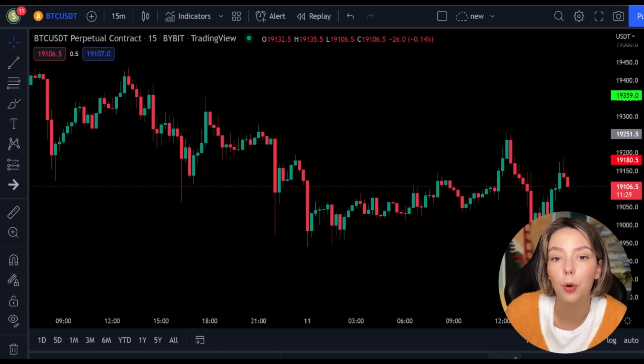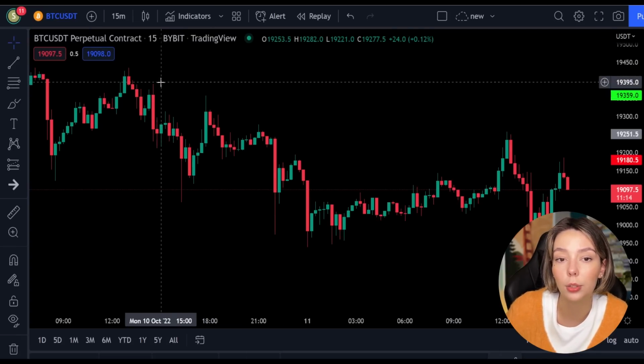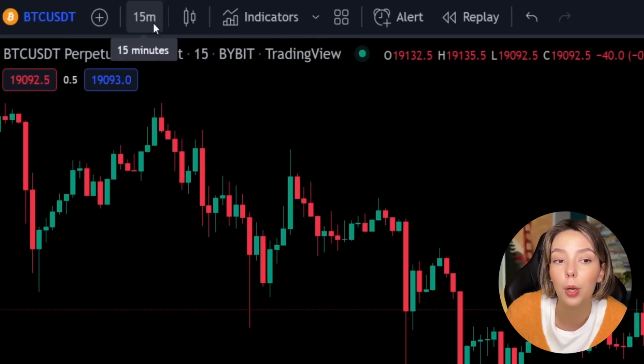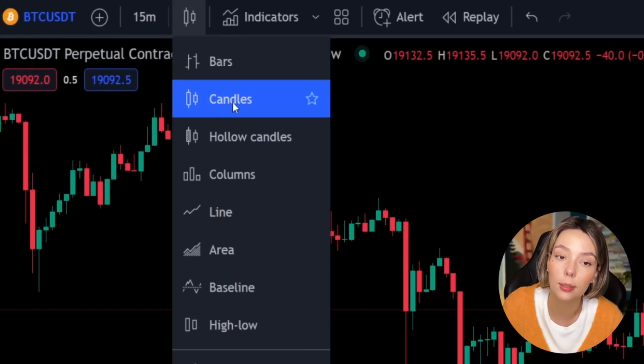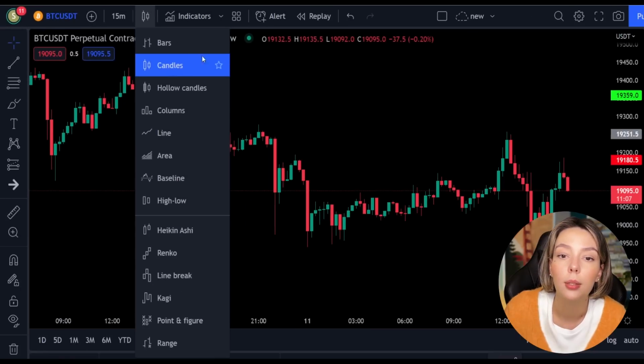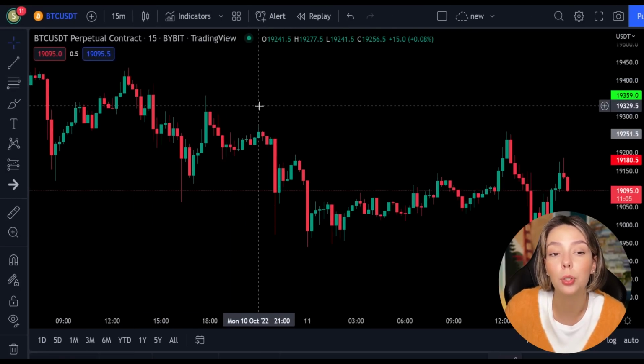So firstly, I'm going to be using TradingView. Regarding the charts on this strategy, I like to use the 15-minute time frame, and we're going to be using the regular candlesticks for this strategy.